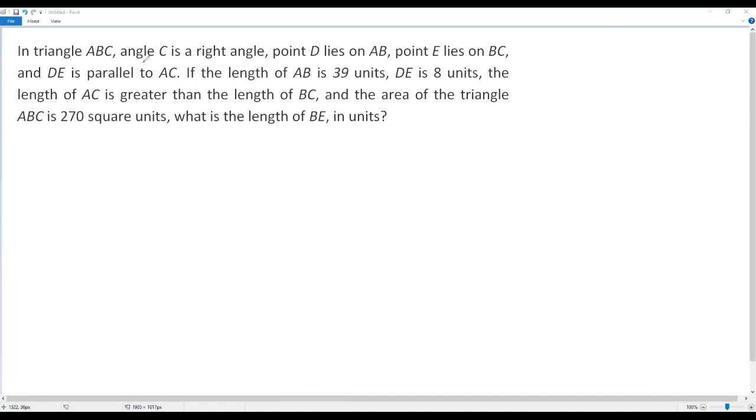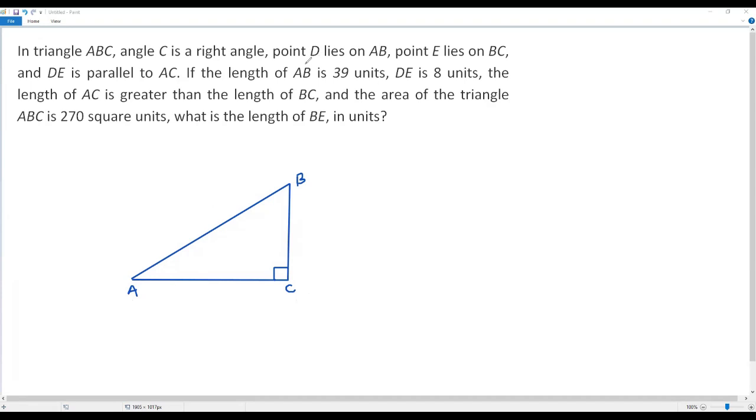Okay, in the given triangle, since angle C is a right angle, ABC must be a right triangle. Okay, let me draw a right triangle. Here I have drawn a right triangle. Since C is a right angle, let me mark C over here where we have the right angle, and let me mark point A over here and B over here.